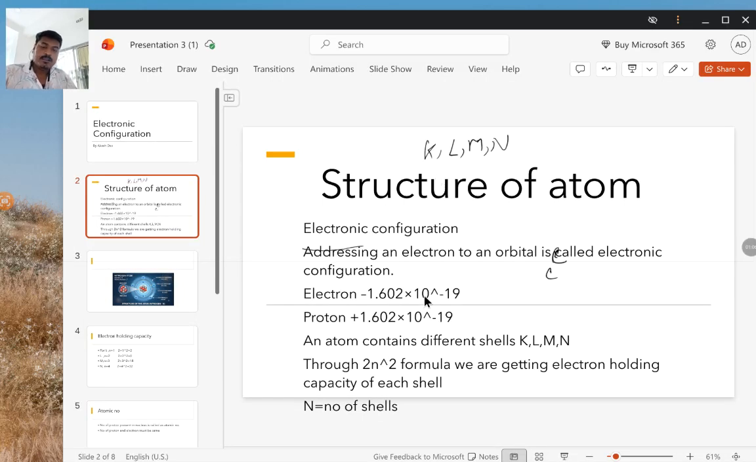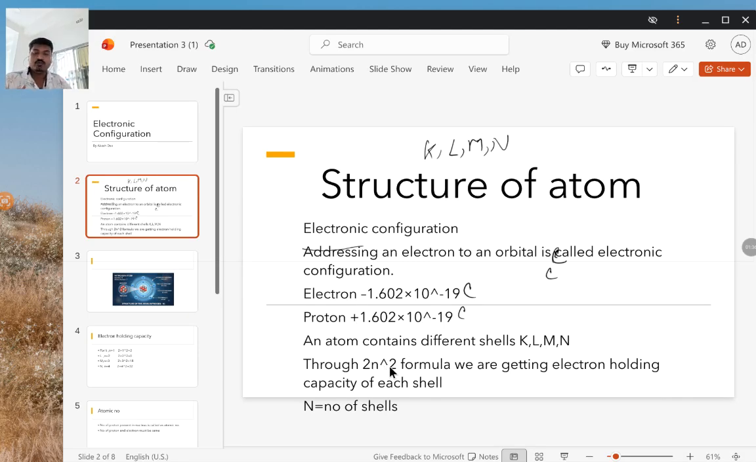First, we have to understand what the charge of the electron is. It's minus 1.602 into 10 to the power minus 19 coulomb. What is the charge of a proton? It's plus 1.602 into 10 to the power minus 19 coulomb. Clear now?